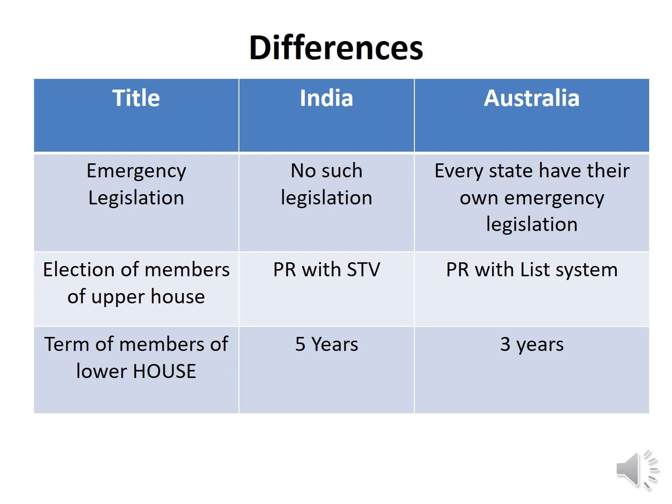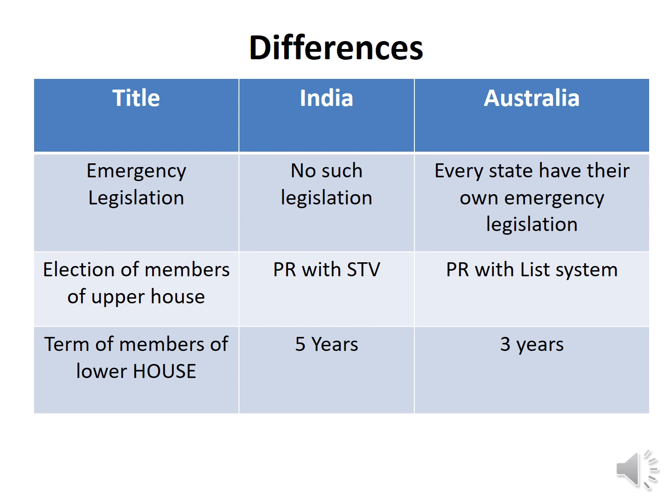What are the other differences? Emergency legislation. In India, there is no emergency legislation by the states, it is by the union. President's rule or national emergency is put up by the President of India, while in Australia, every state has its own emergency legislation, which is not present in India.